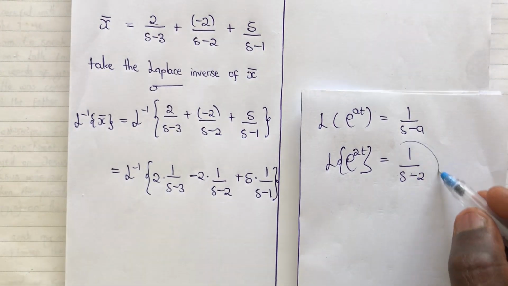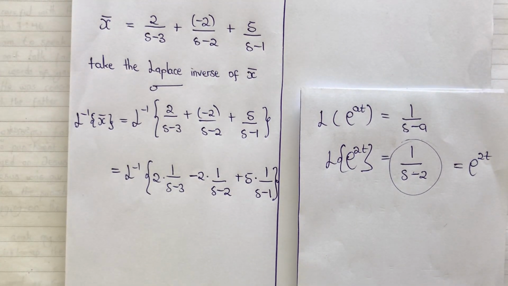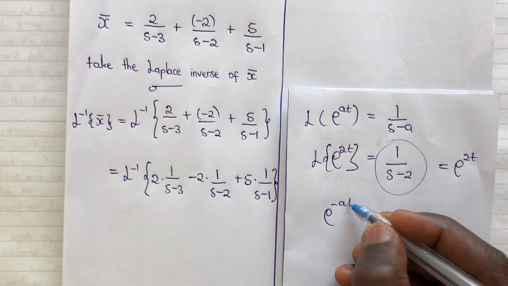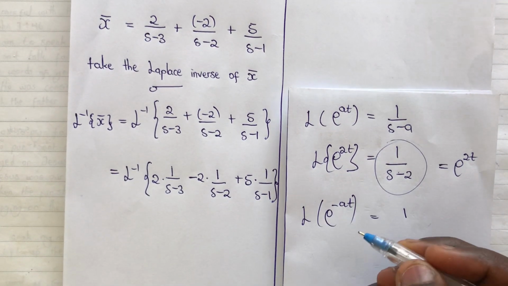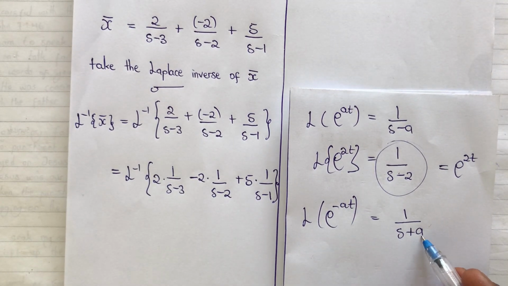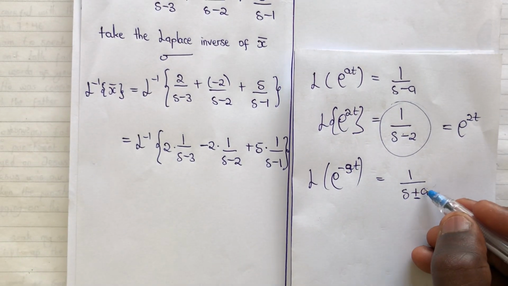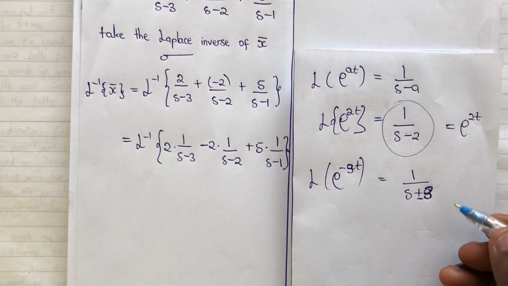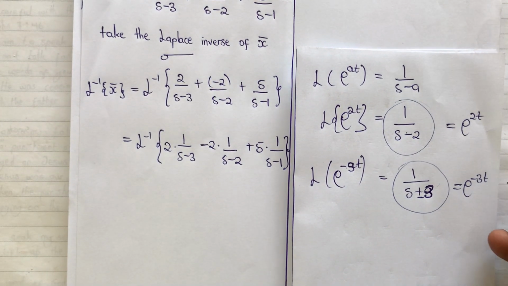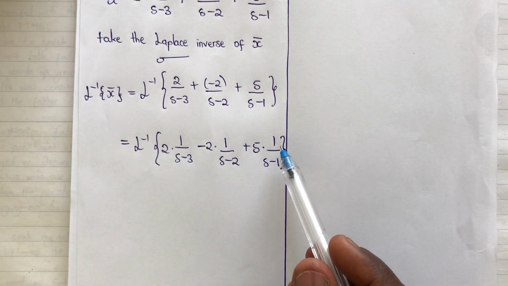Okay, so when I take the inverse of this one, I'm supposed to generate what? E to the power of 2t. Do we get it? Alright, so if I have e to the power negative at, then the Laplace transform of this will give me the result 1 over s plus a. If this is negative, this is positive. Okay, so when I put a value here, let's say negative 3, then this result becomes plus 3. Alright, so we apply this. So the inverse of this one will generate e to the power minus 3t. Alright, so that is why I decided to factorize these values out to make it very simple for us.